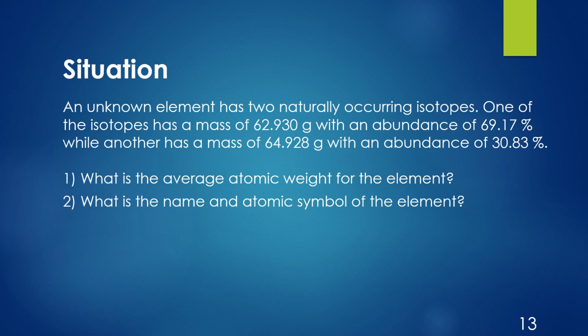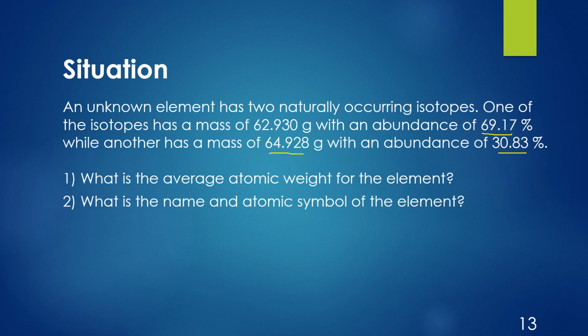Let's do another example. Feel free to pause and try the example on your own to see if you're grasping the concept. So in this situation, we have an unknown element that has 2 naturally occurring isotopes, very similar to the previous example with chlorine. One of the isotopes has a mass of 62.930 and an abundance of 69.17%. The other isotope has a mass of 64.928 and an abundance of 30.83%. So we need to figure out what is the average atomic weight for the element.